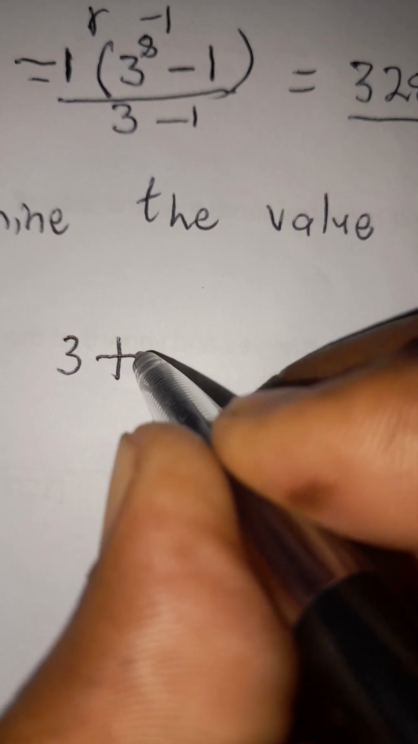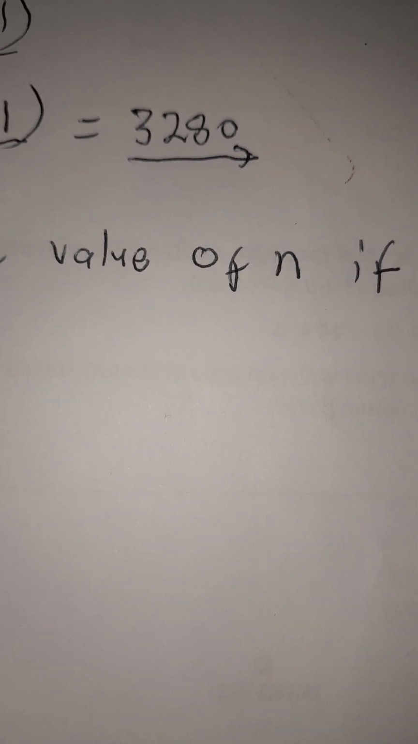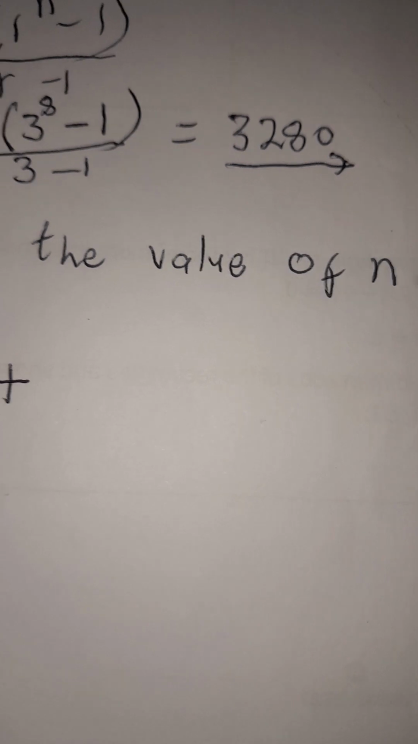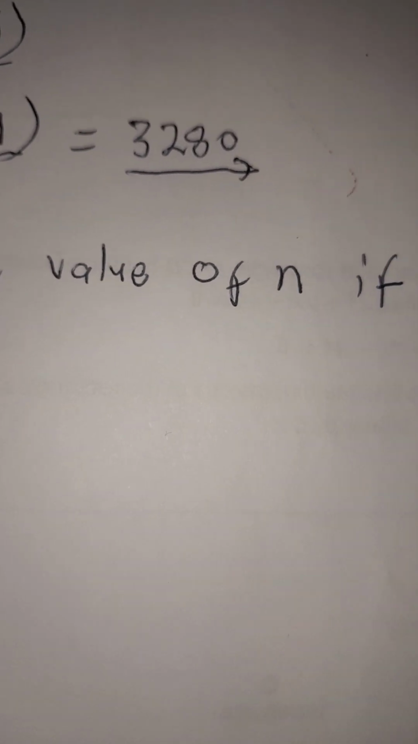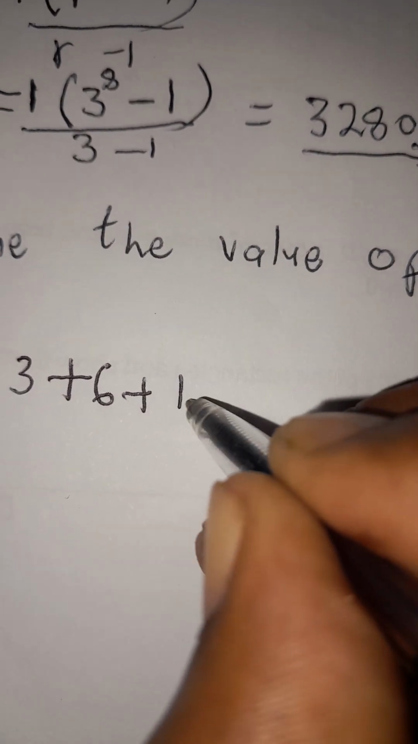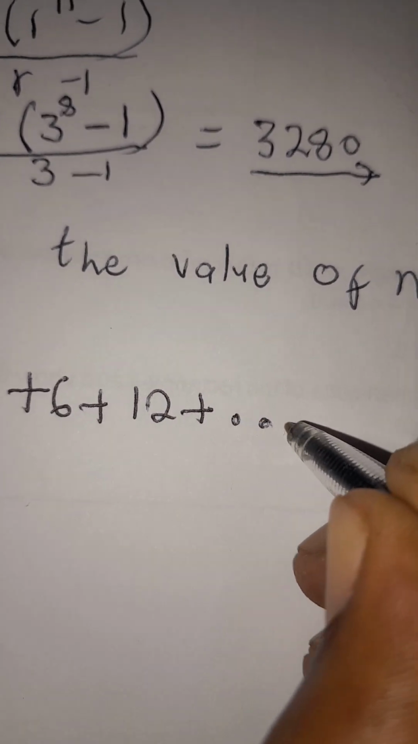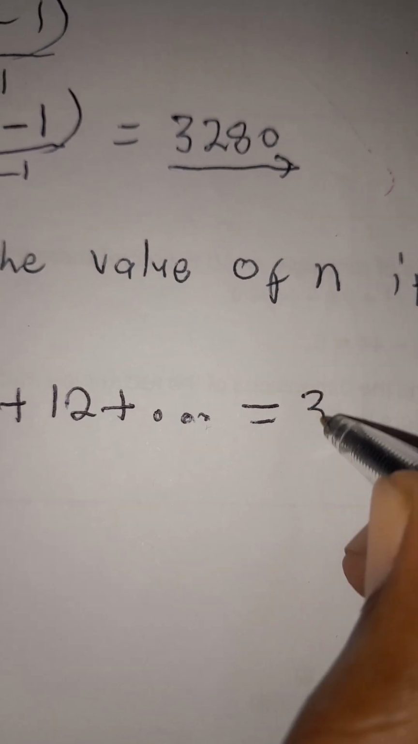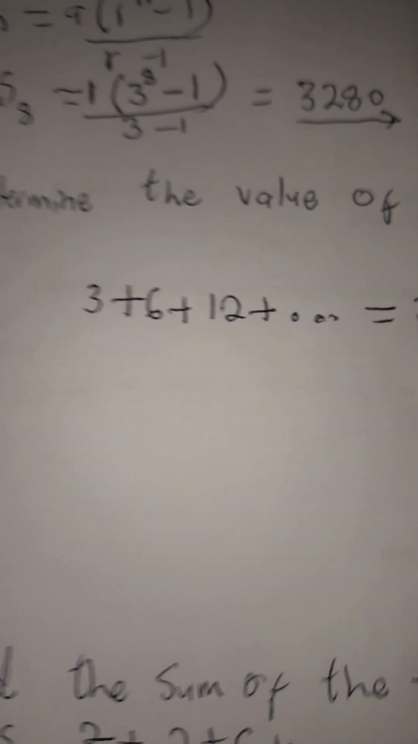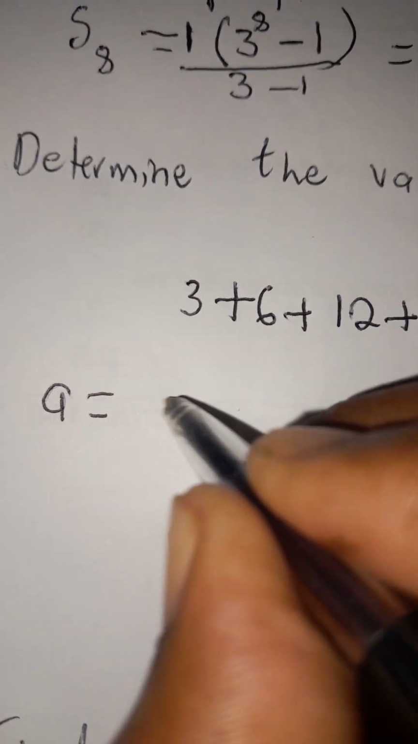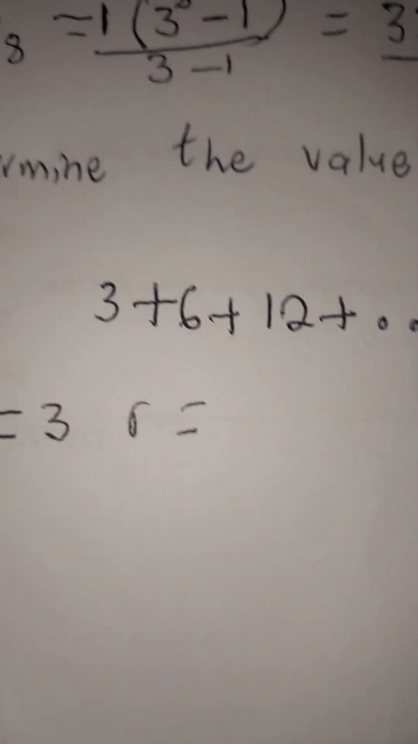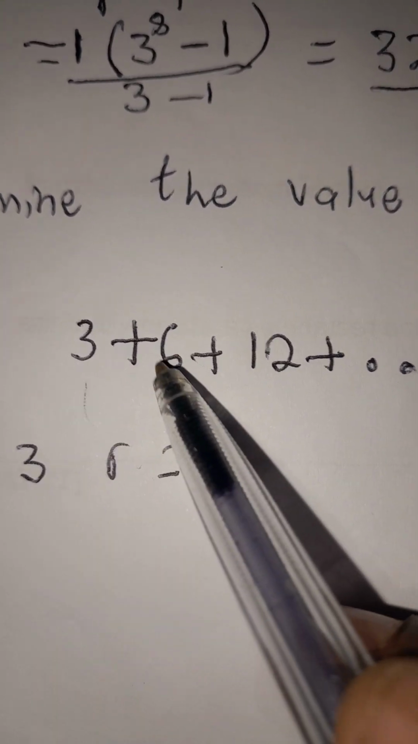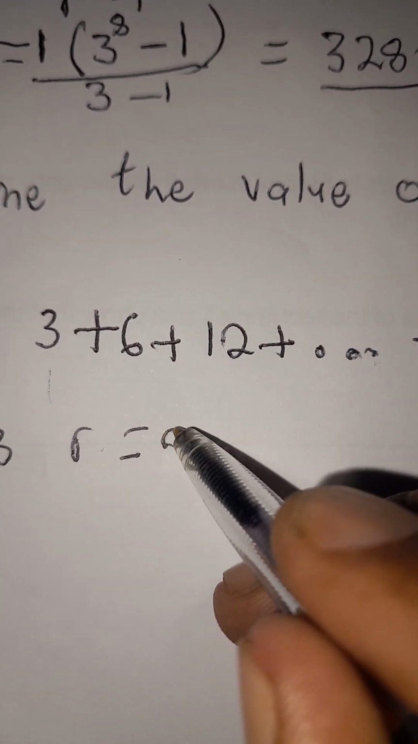What is that? That's 3. So we are going to have 3 plus, then if we place 2 there, we are getting 6. If we place 3, we are getting 12, plus and so on, equals Sn, which is given as 381. First thing first, guys, similarly even here, collect the data. A is 3. So what about the constant ratio? T2 divided by T1: 6 divided by 3 is 2, and 12 divided by 6 is 2.